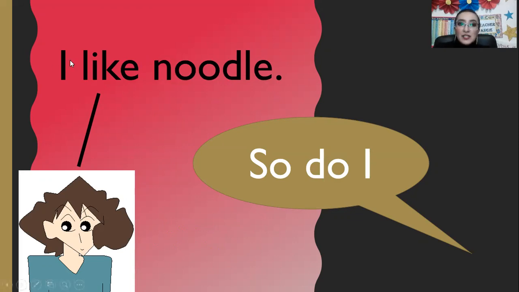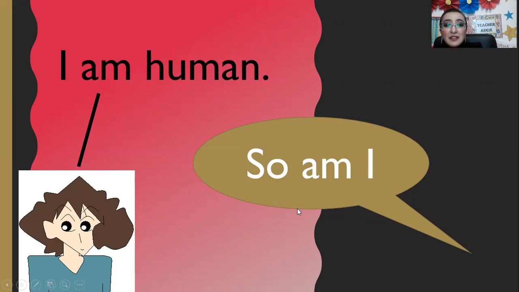No, no necesito tener I do like noodles. No, no, no, no, no. No voy a poner so like I. No, no, vamos a poner el verbo. Vamos a poner el auxiliar correspondiente al tiempo gramatical. Y como dice, me gustan los fideitos, esté en presente. A mí también, so do I. Pero pusiste el can, pusiste el am. Es que es el auxiliar del presente con el verbo to be. Y puse am no porque diga I am human, so am I.